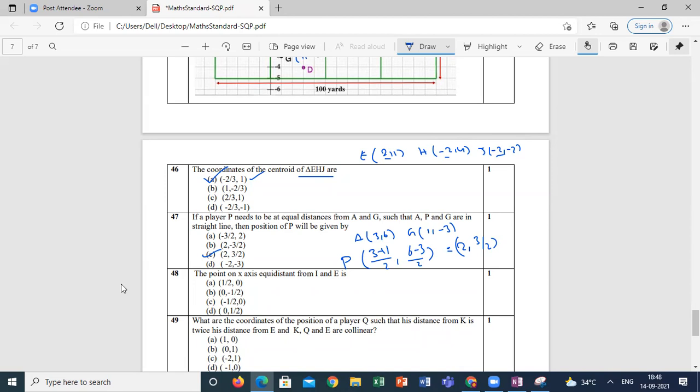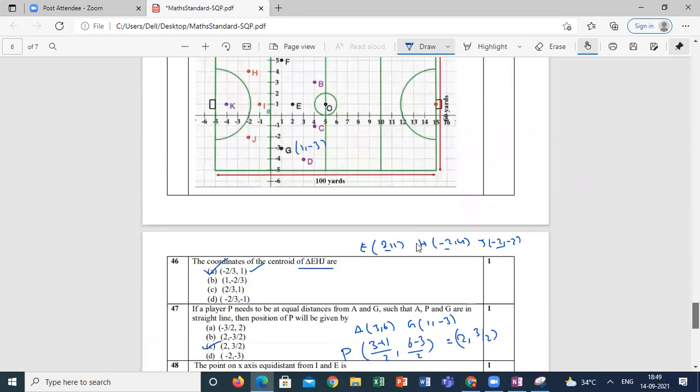Question 48: the point on the x-axis equidistant from I and E. You have to choose a point on the x-axis which is equidistant from I and E. First, what is the I value? I is minus 1, minus 1. E is 2, 1. The point should be on the x-axis. P is (x, 0), which is equidistant from I and E. You have to find x.